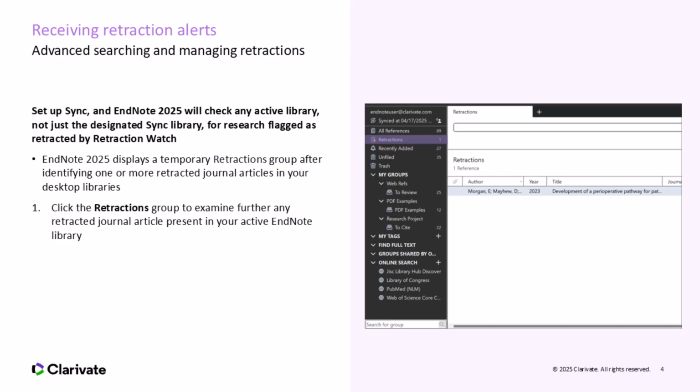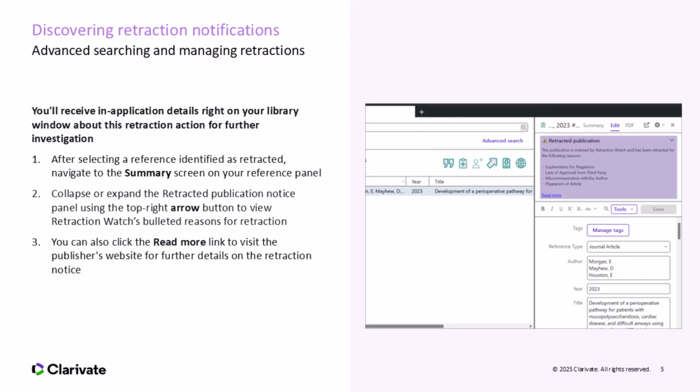In your library's reference panel, you'll notice an alert on the highlighted summary screen and a retracted publication notification at the top. This alert provides a bullet point list of retraction reasons and a summary. There may be one or multiple reasons listed, and for more details, you can click the Read More link in the alert panel, which typically redirects you to the publisher's website for further information on the retraction.